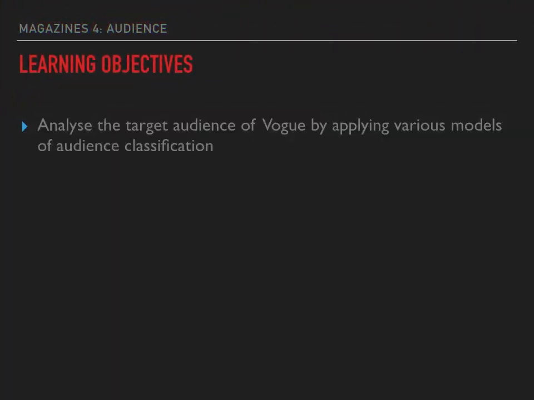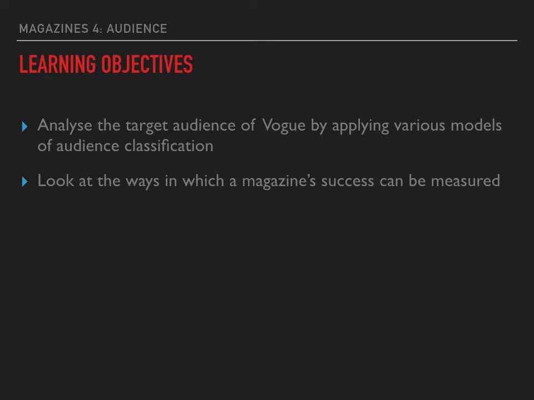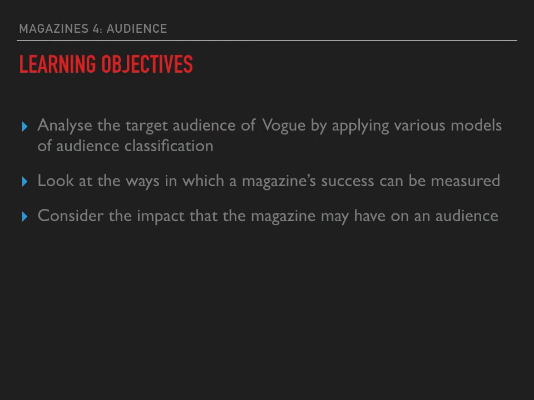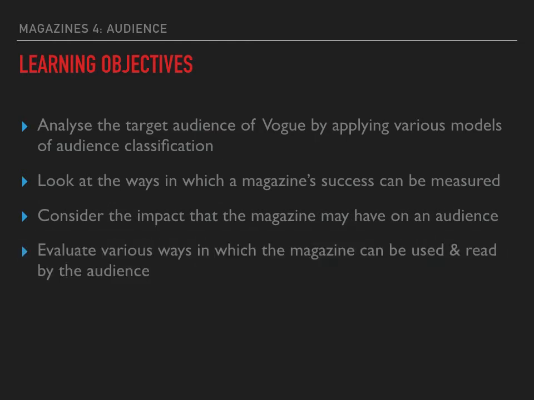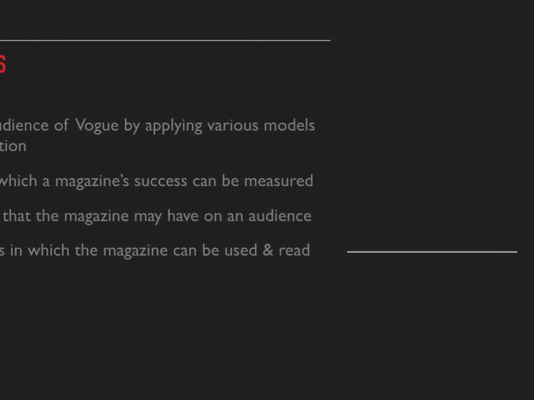The aims are to analyse the target audience of Vogue by applying various models of audience classification. We're also going to look at the ways in which a magazine's success can be measured. The session will consider the impact that a magazine may have had on different audiences, and then finally evaluate the various ways in which a magazine can be used and read by the audience as well.